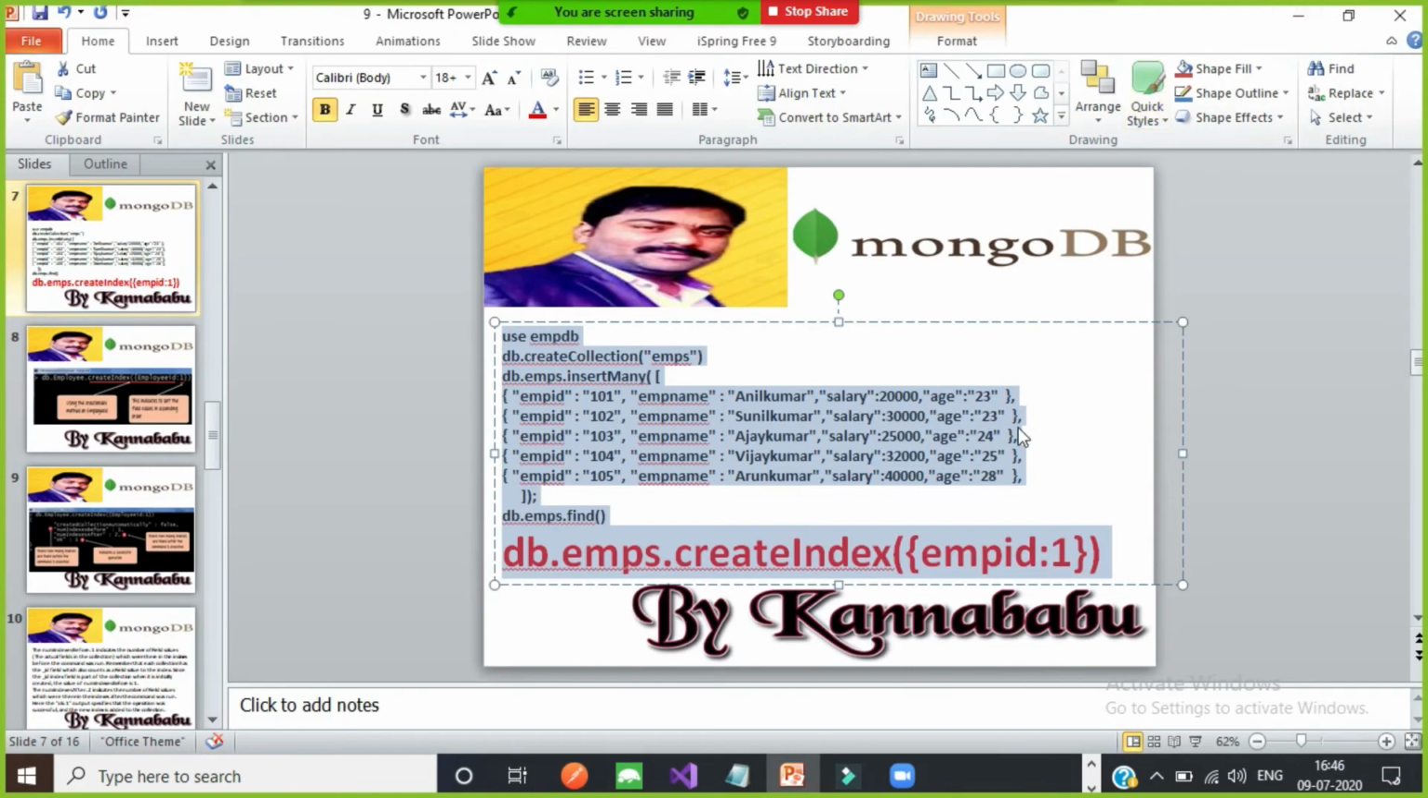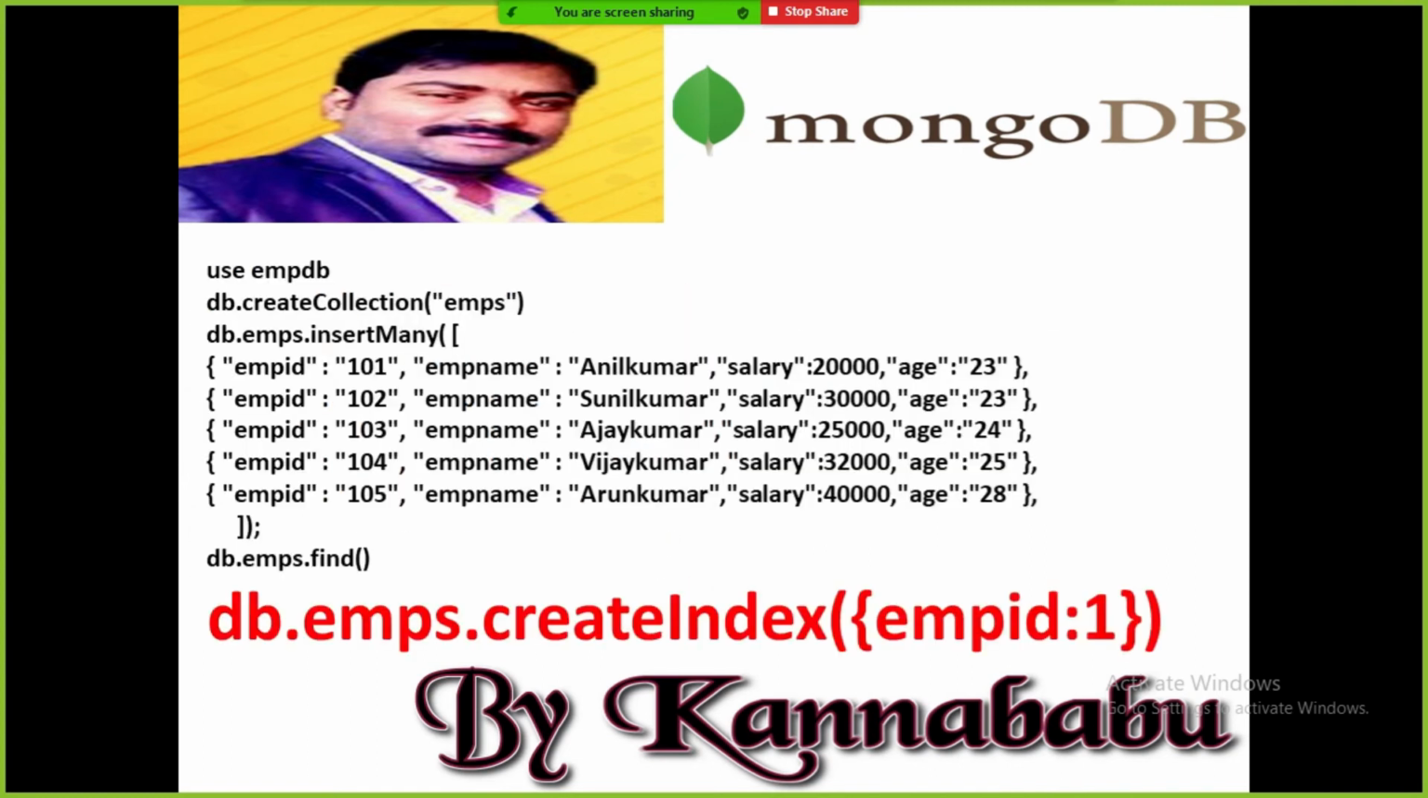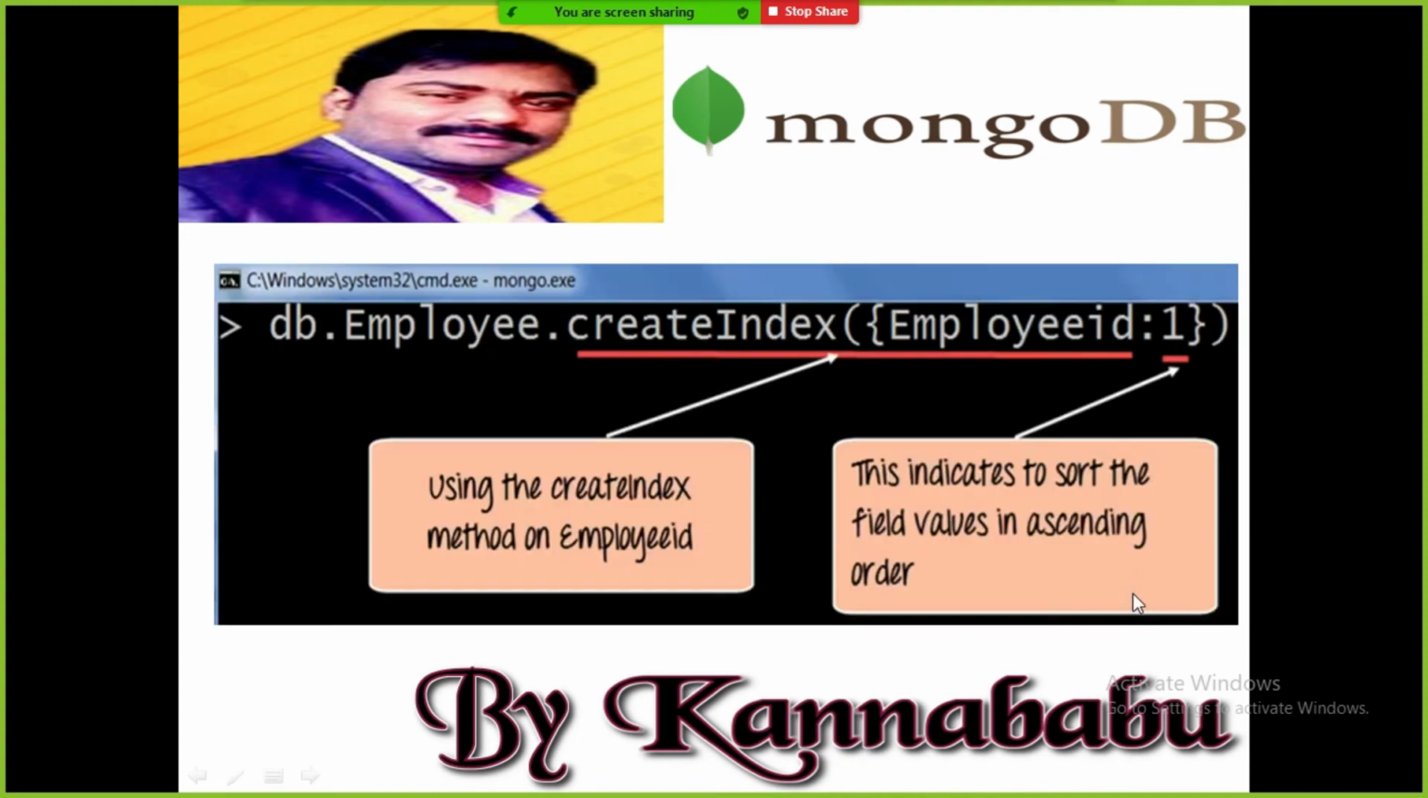Before executing the command, how many indexes are there, and after executing, how many indexes are there. This is the command actually: db.emps.createIndex of the column on which you want to apply the index. You have to mention that field name, and you want to assign either ascending order or descending order. 1 represents ascending, -1 represents descending. Here you see db.collectionName.createIndex of field name, column 1.